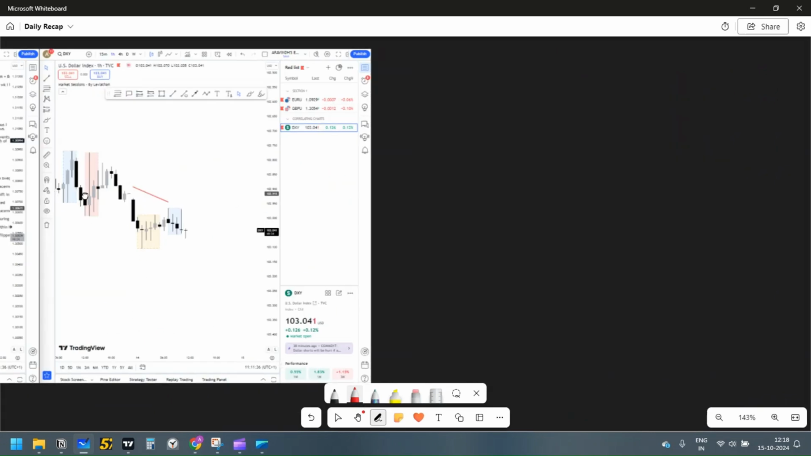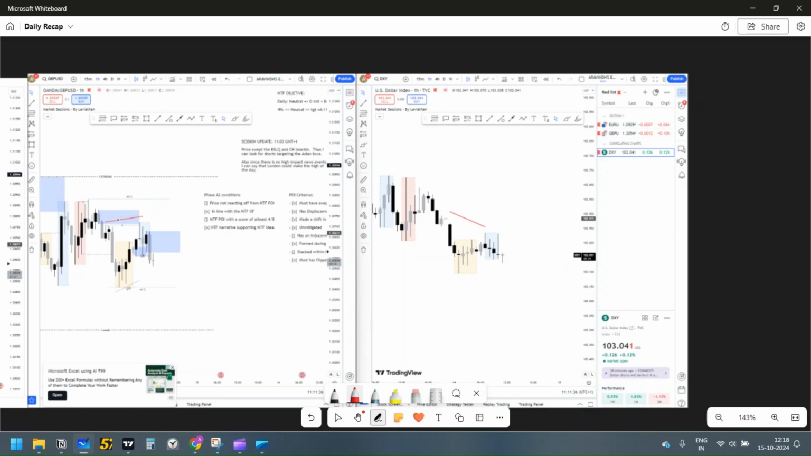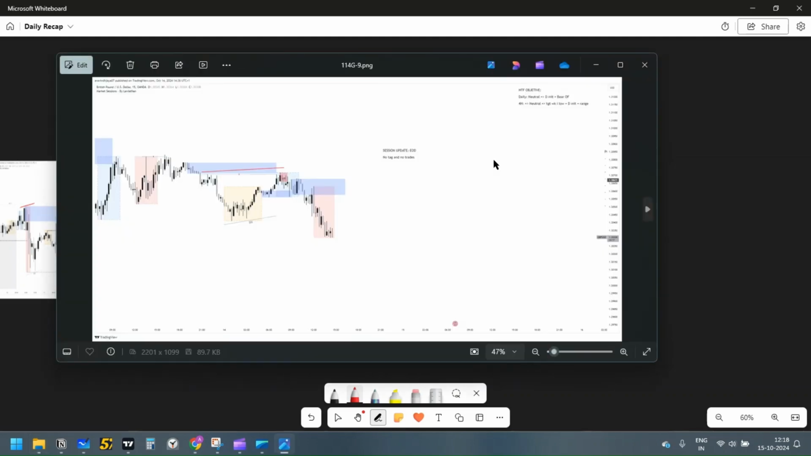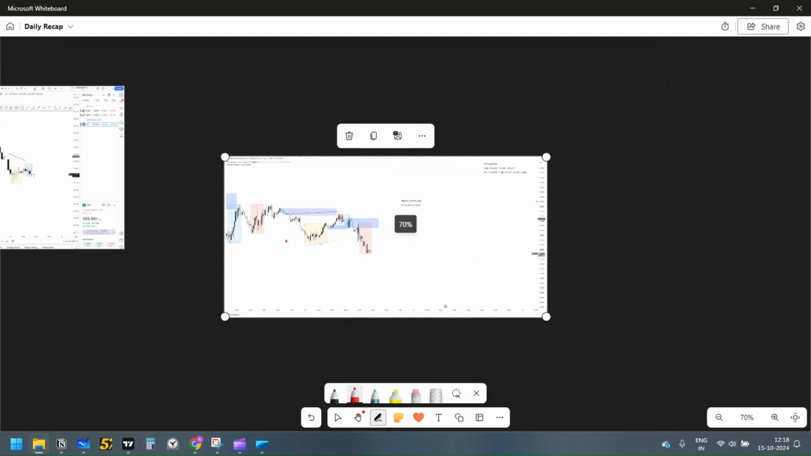This is actually the SMT divergence that I was talking about. Just to give you an idea, I just took the screenshot. Then let me just quickly grab the screenshots for you. Yeah, there you go. This is another screenshot. I forgot to copy and paste. Okay, here you go. This is the final screenshot.